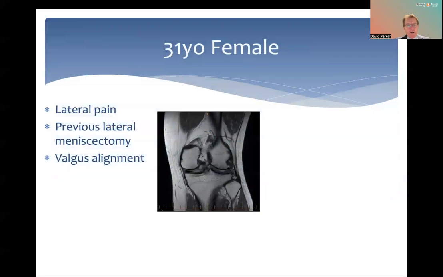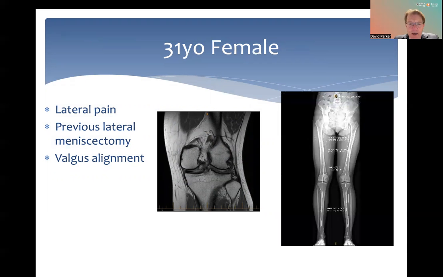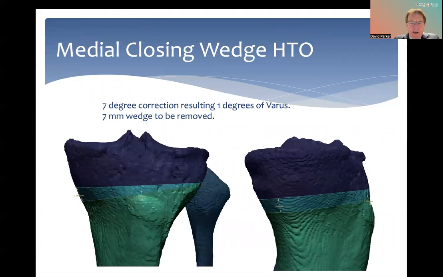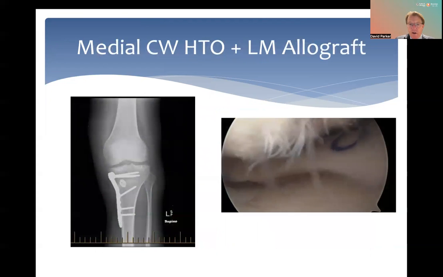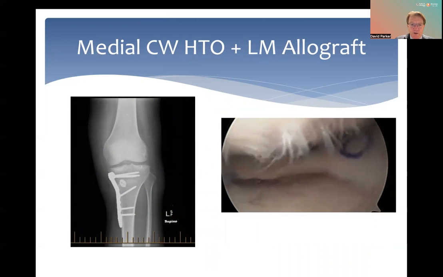This next patient had a valgus deformity, so lateral pain, previous lateral meniscectomy, and had valgus alignment. So they were planned for a lateral meniscus transplant, but also needed to have their alignment corrected. If you look at the tibia, it's quite valgus within the tibia, so we elected to do the correction on the tibial side with a closing wedge on the medial side of the tibia, and we can calculate the size of the wedge that needs to be removed. The procedure is done along with a lateral meniscal allograft.